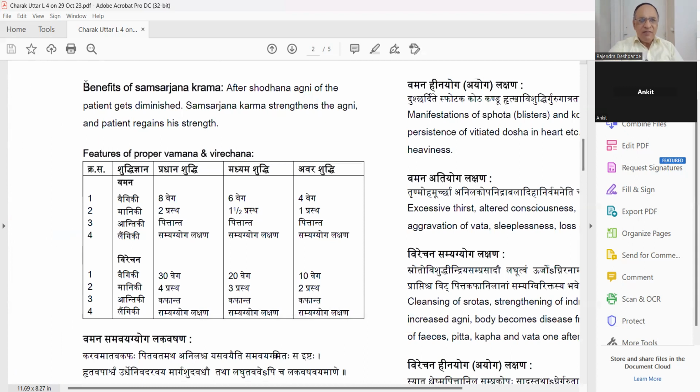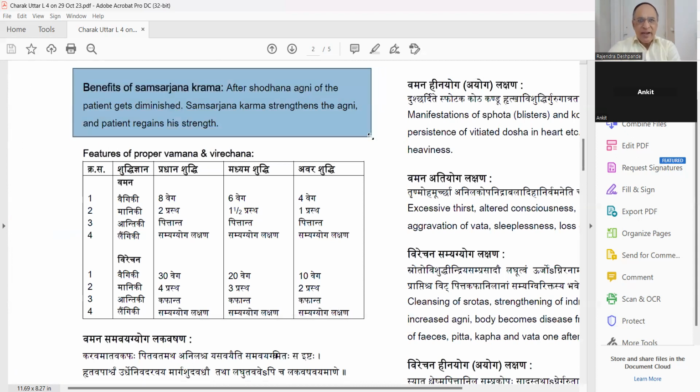Okay. Benefits of Sansarjanakrama. I will mark this. This is always asked in the oral. Why is it given? After the Shodhana, Panchakarma, Vamana, Virechana, Basti, the Agni of the patient gets diminished, weak. Sansarjanakrama, dietary advice, strengthens the Agni and the patient can get his physical and mental strength back.